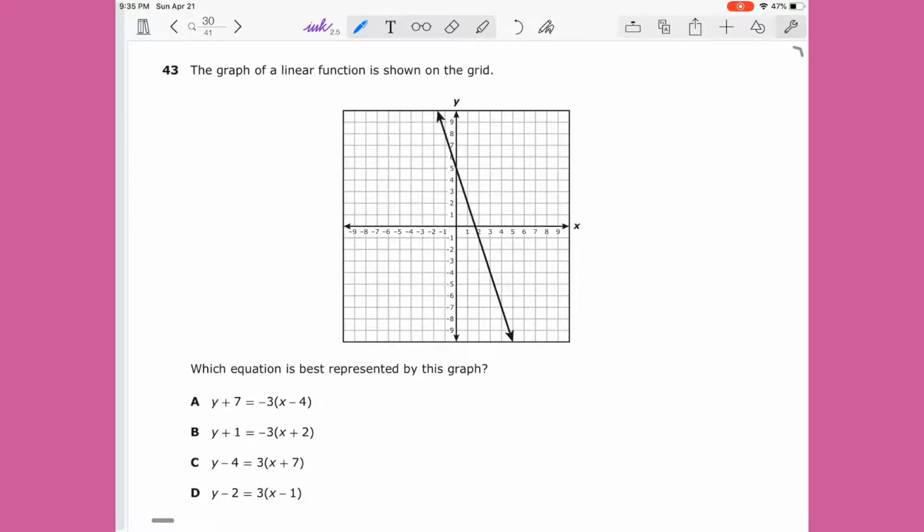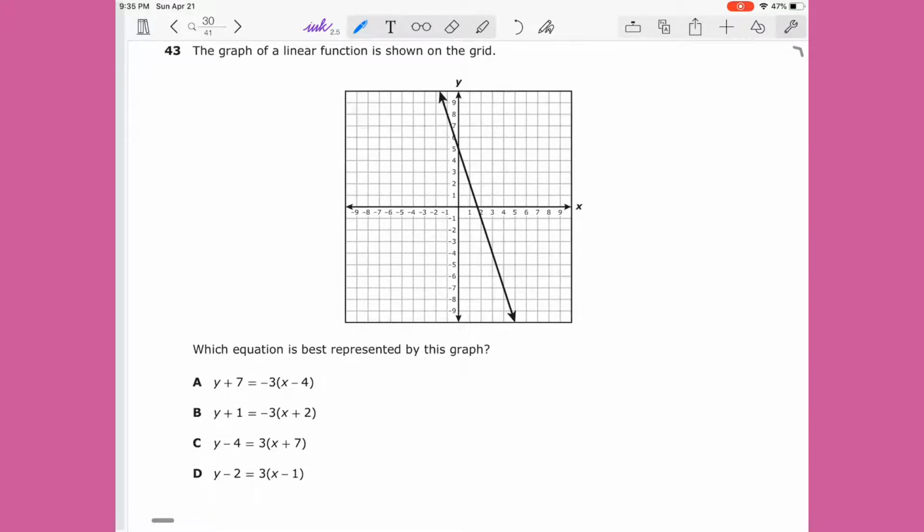Number 43, we're given a linear function. Which equation is best represented by this graph? All of these are in point-slope form, so I need to look at my point and my slope. The slope of the first two, A and B, is both -3.